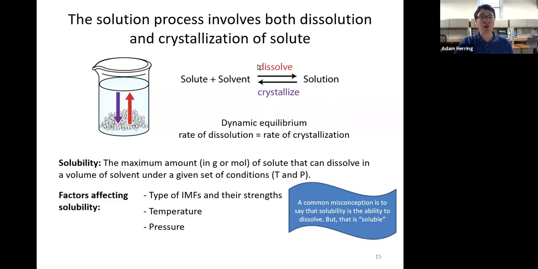When we talked about solubility, we discussed that the solubility is a number. It is the maximum amount of a solute that can dissolve in a given amount of solvent under a set of conditions, including the temperature and pressure. Up to now, we've looked at how intermolecular forces affect solubility. Now we're going to evaluate temperature and pressure.